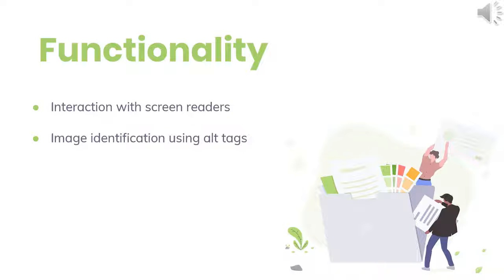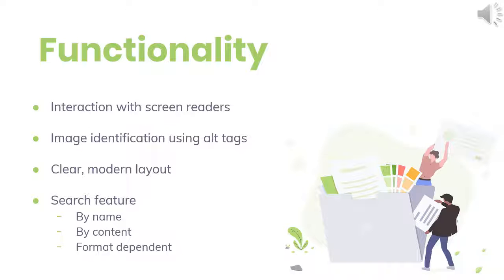In order to avoid difficulties navigating Loop, we must consider how it will interact with screen readers, the use of alt tags for identifying images, selection of color and font, and the general layout of each screen in a clear and modern way. The implementation of a search feature will lend itself to the overall improvement of the redesigned Loop.